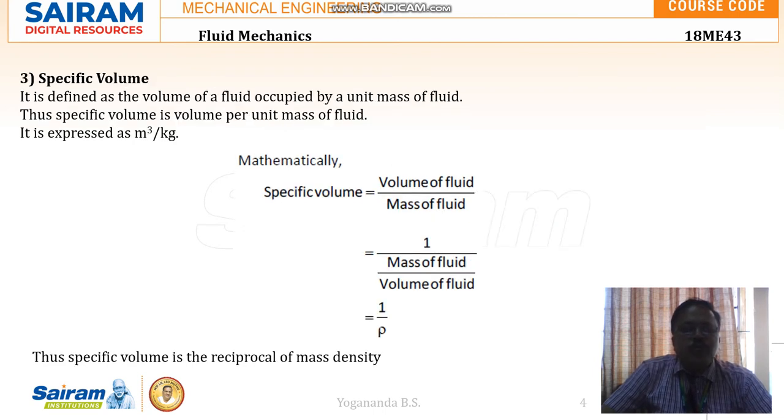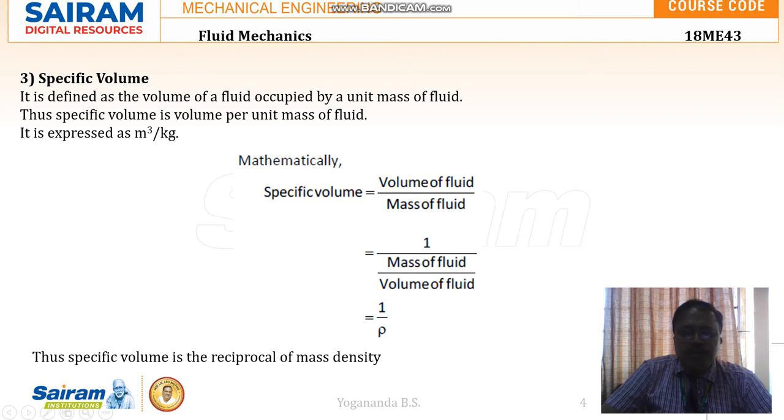Then specific volume. It is the volume of the fluid which is occupied by the unit mass of the fluid. Mathematically we can say that the specific volume is the ratio of volume of the fluid to mass of the fluid. I can write this ratio as 1 over the mass of the fluid by volume of the fluid, which is the same as volume of fluid by mass of the fluid.